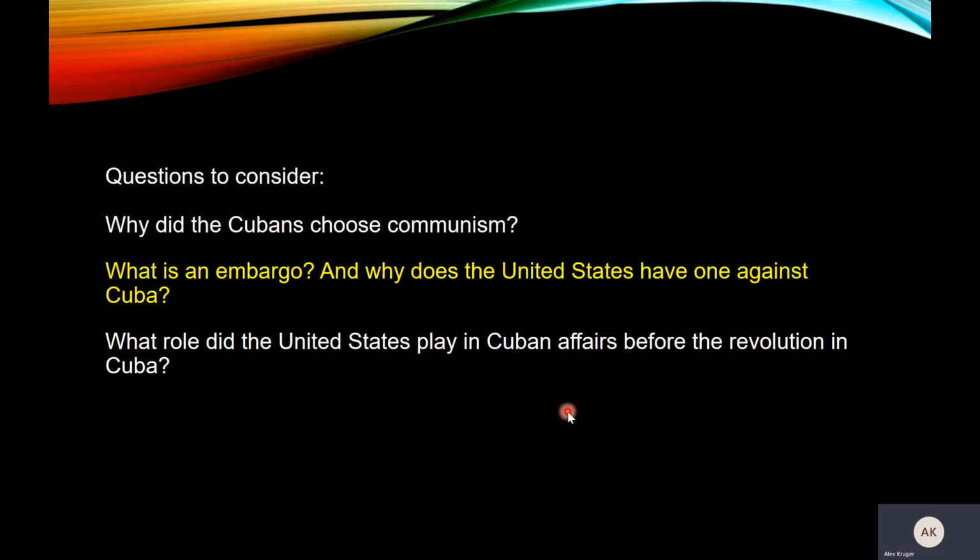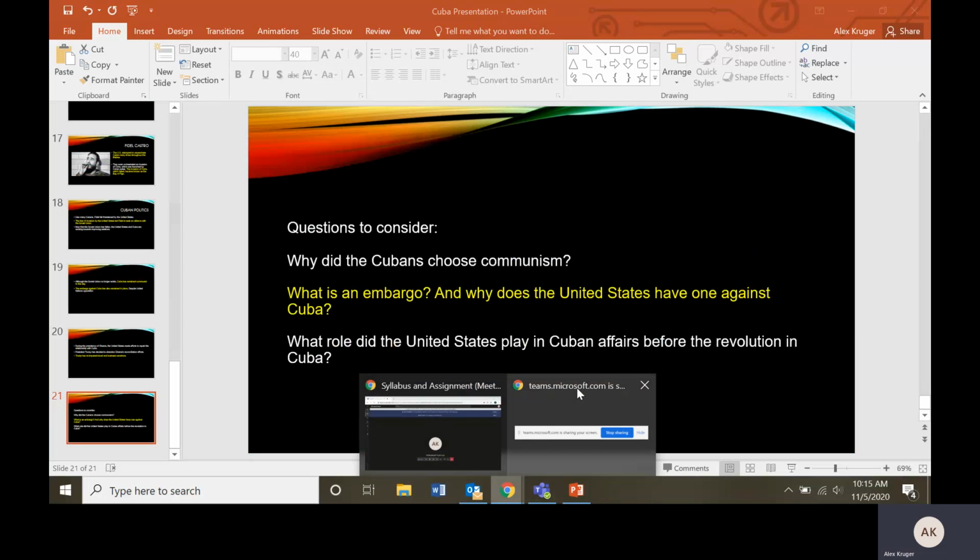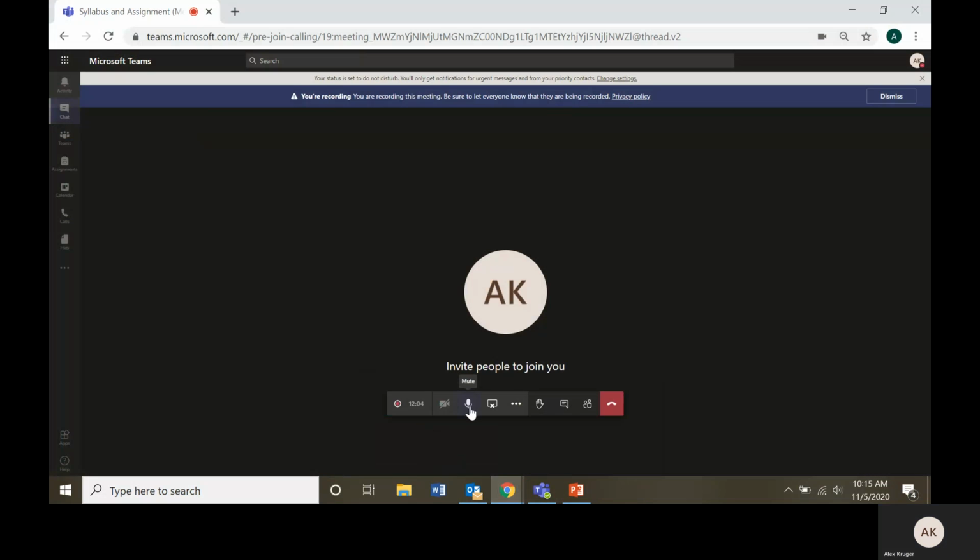So questions to consider: why did the Cubans choose communism? What is an embargo, and why does the United States have one against Cuba? And what role did the United States play in Cuban affairs before the revolution in Cuba? That's the end.